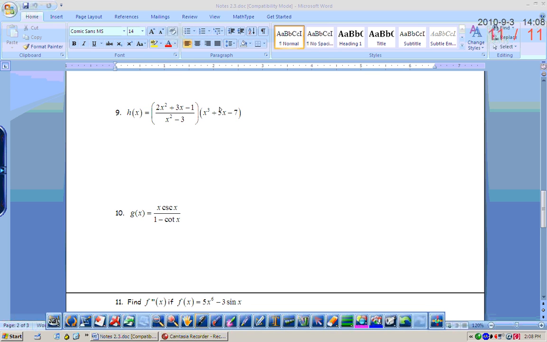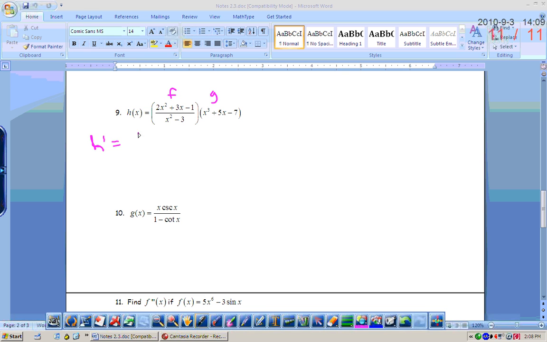Is number 9 a product rule or a quotient rule problem? It's kind of both, but as a whole, is that problem a product or a quotient? It's a product. You've got this parenthesis times that parenthesis. But when I take the derivative of that first parenthesis, what am I going to have to use? Quotient. Okay, so the derivative of the first parenthesis is going to involve the quotient rule.